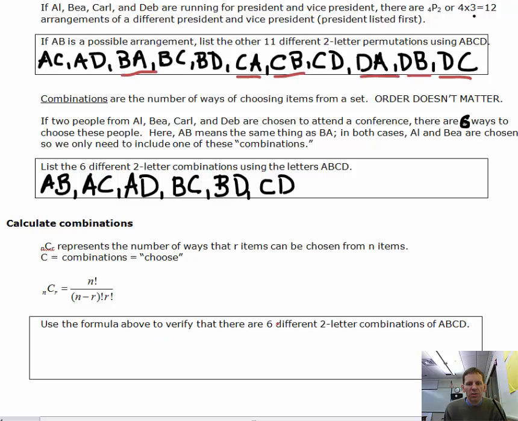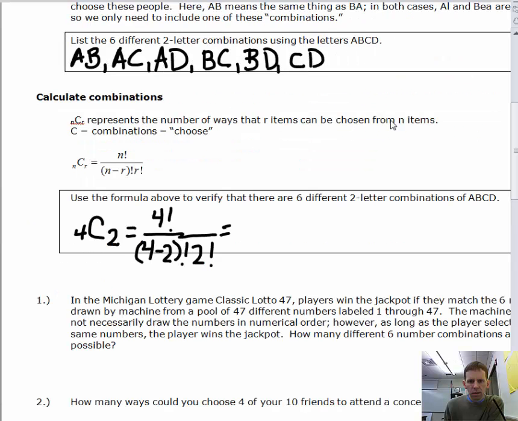So to verify that there are 6 different 2-letter combinations of A, B, C, D, let's substitute 4 in for n, 2 in for r, and solve this out. Pause the video, and we'll see what you come up with. So I copied the formula here. I'm using 4 for n and 2 for r. So in my formula, I'm going to have 4 factorial in the numerator, the difference, 4 minus 2 factorial in the denominator, times another 2 factorial down here.